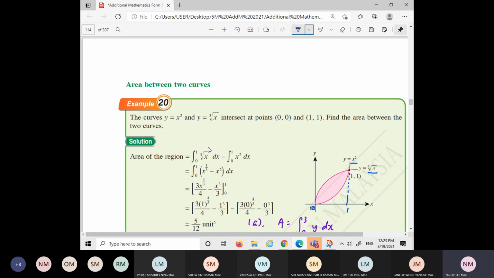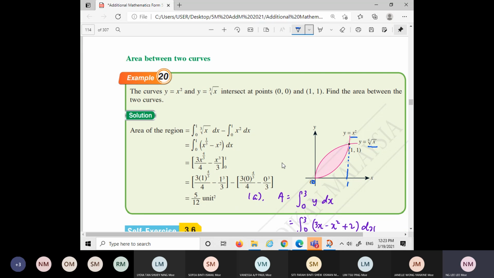So the cube root, you can write it as a power of 1 over 3, and then do the integration as normal. After that you substitute the limits and you will get the answer. For this you cannot use the fixed shape formula. For the area, both you have to use integration. So I think that's all for this. Then Monday I will continue with volume.